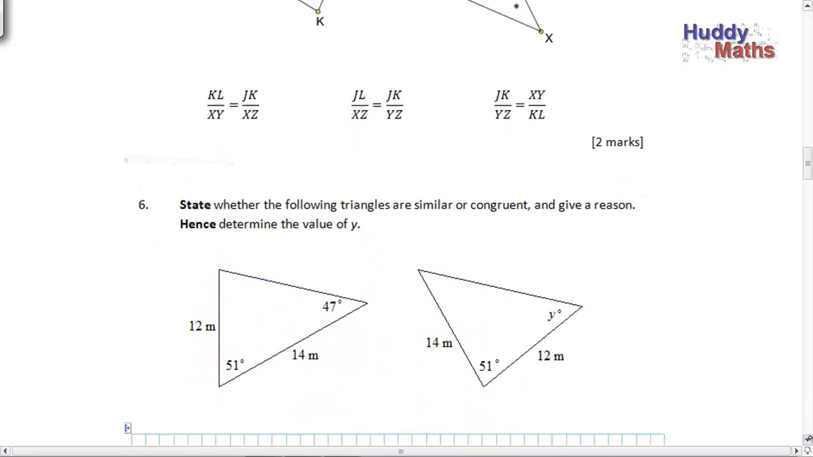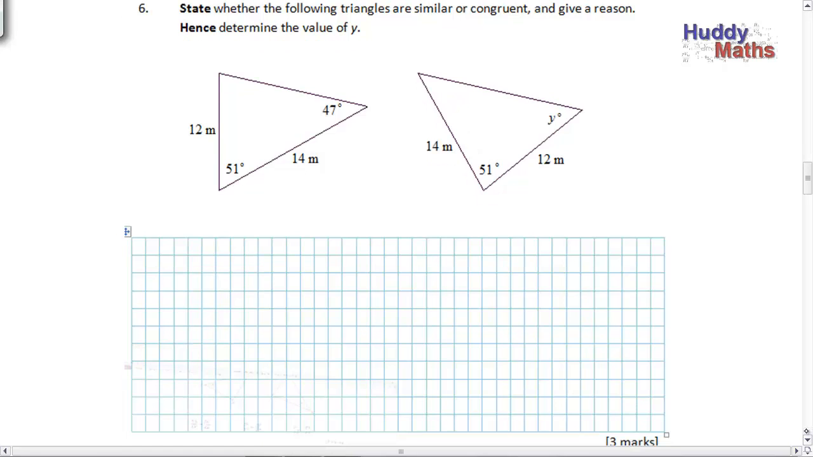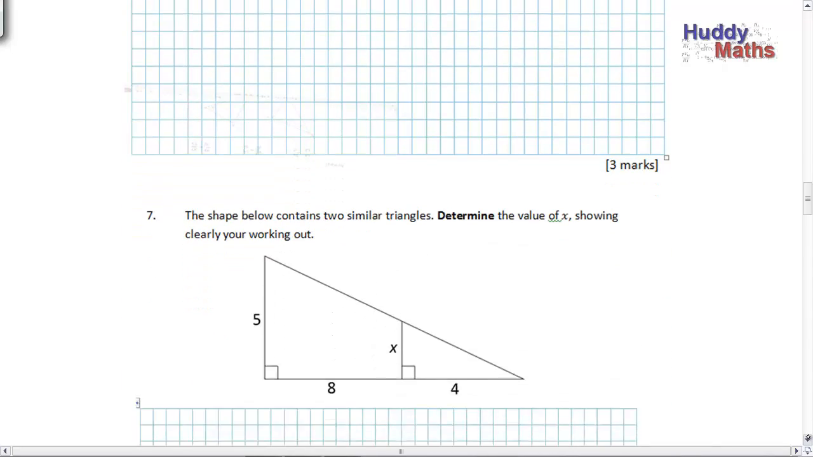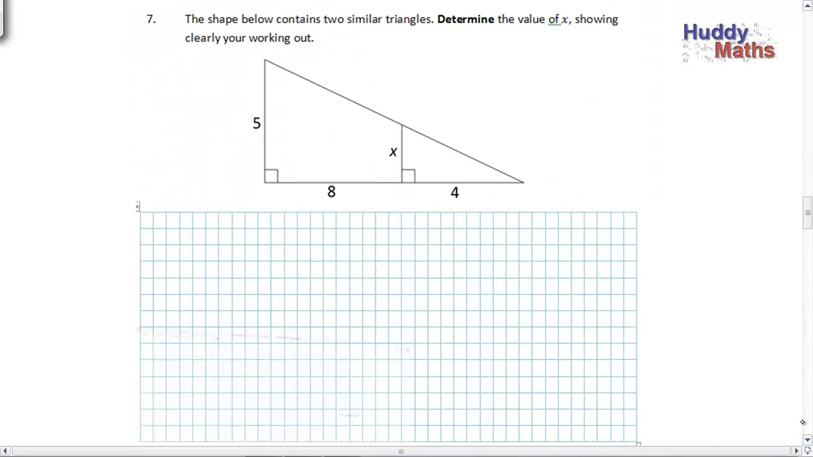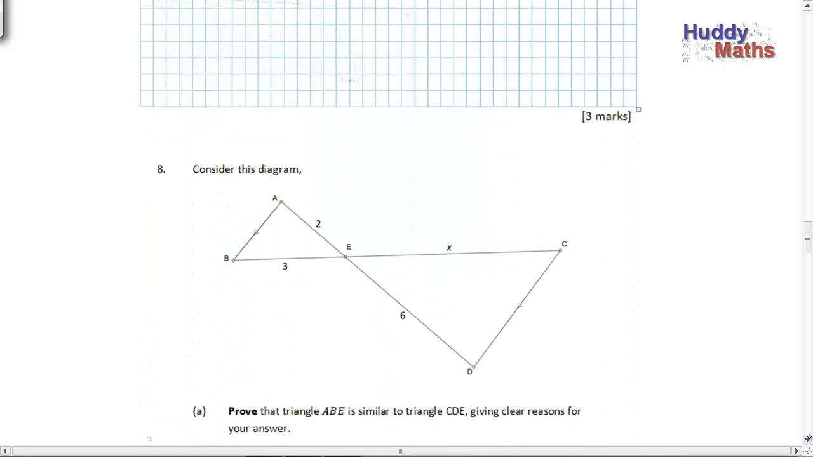And question 6. State whether the following triangles are similar or congruent and give a reason. Reasons are important in deductive geometry. Okay, so try and do that all the time. And that's 3 marks down there. Okay, question 7. Shape below contains 2 similar triangles. Determine the value of x, showing clearly your working out. And question 8.